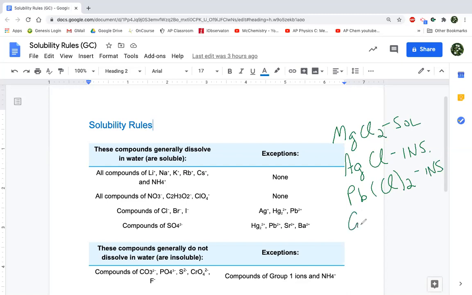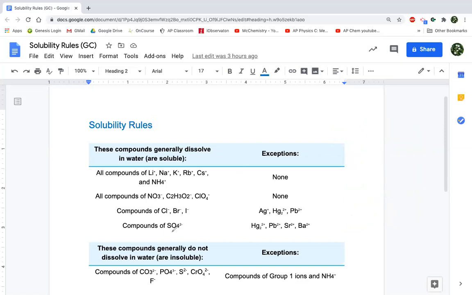But if I had copper(II) chloride, copper is not an exception, so it is soluble. We would predict it to be soluble. All right.